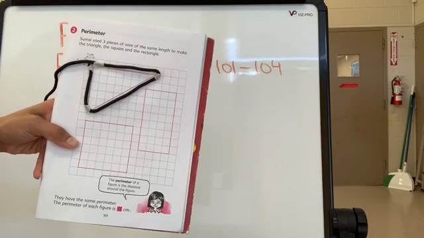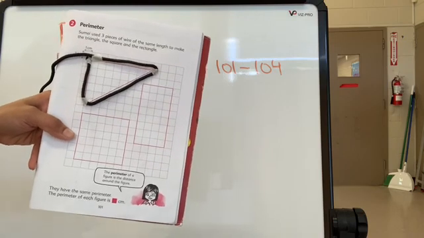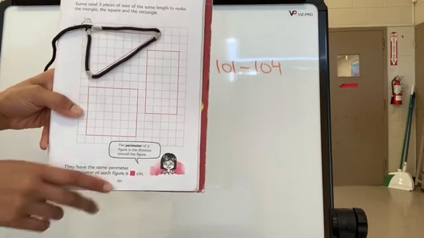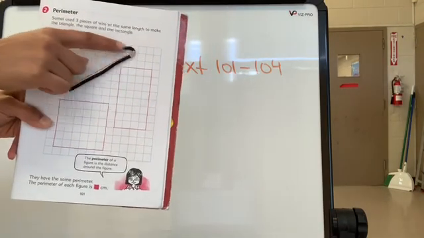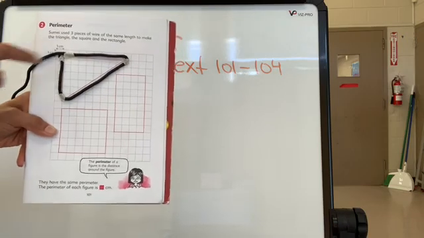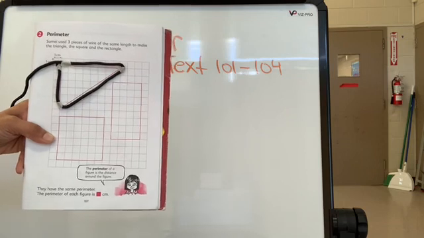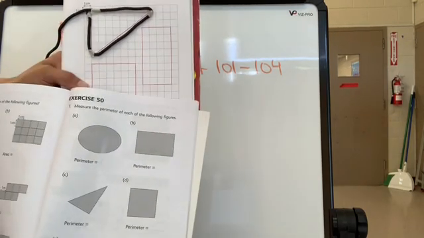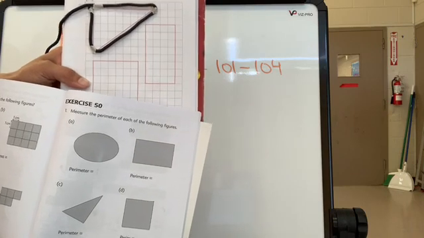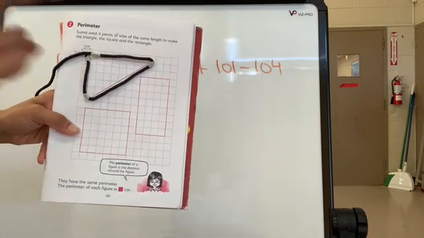That's a perimeter. Right now I am showing you this triangle. This is page 101 in your textbook, and I've put a string around this triangle. This is to show you that your workbook is going to ask you to measure these figures and find out their perimeter. You can do it in two ways.